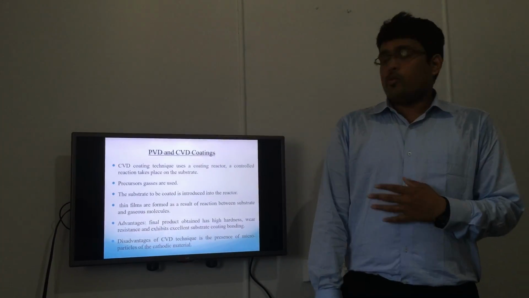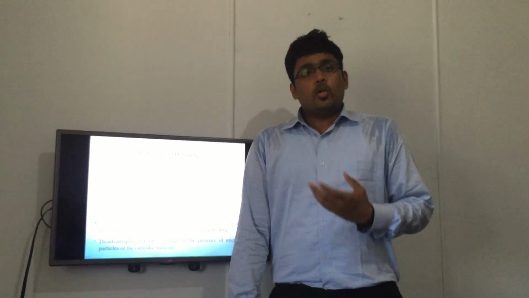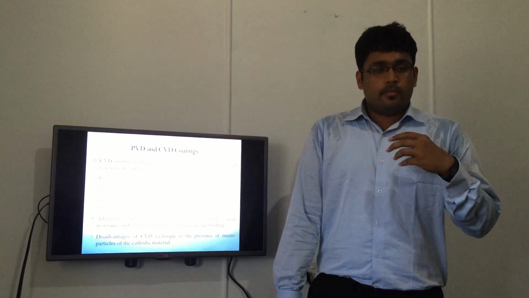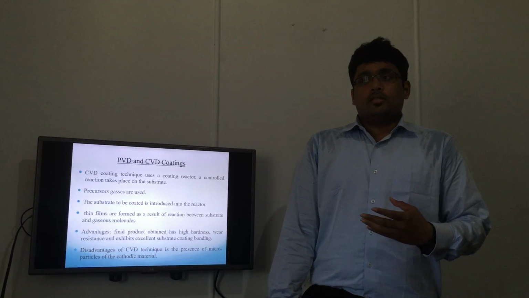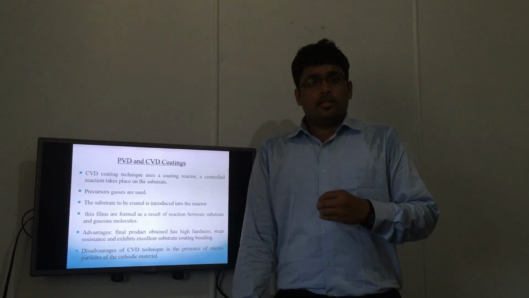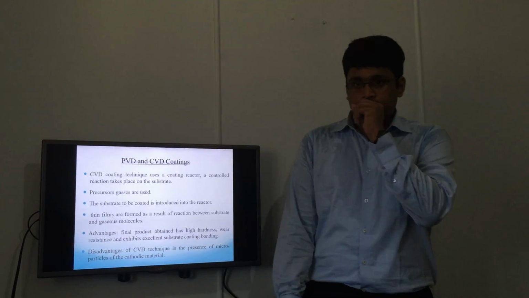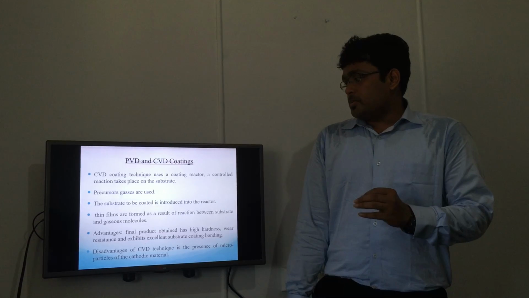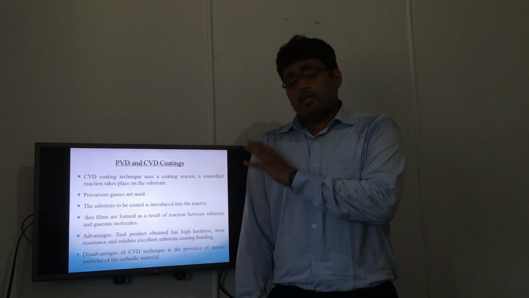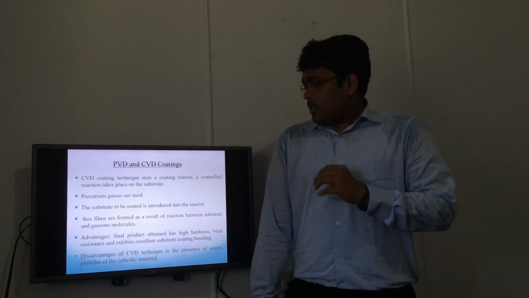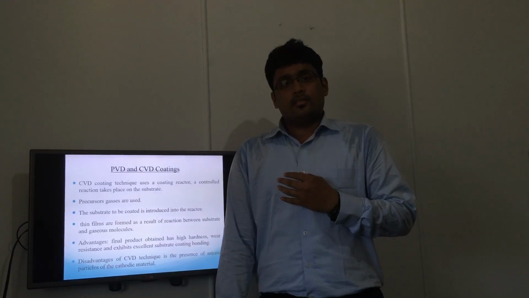So the next technique. Next is the chemical vapor deposition coating. In this we use a coating reactor, and a controlled reaction takes place between the metal and the precursor gases. Why do we need precursor gases? It enhances the deposition rate. So that's why we need the precursor gases. In this technique, the substrate is loaded into the coating reactor at an elevated temperature, say around 1000 degrees Celsius. Thin films are formed as a result of the reaction between the substrate and the gaseous molecules.